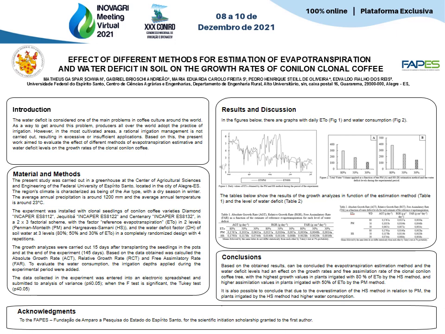The growth analysis was carried out 50 days after transplanting the seedlings to the pots, and at the end of the experiment at 140 and 50 days. Based on the data obtained, the absolute growth rate, relative growth rate, and the net assimilation rate were calculated. To evaluate the water consumption, the irrigation depths applied during the experimental period were added.